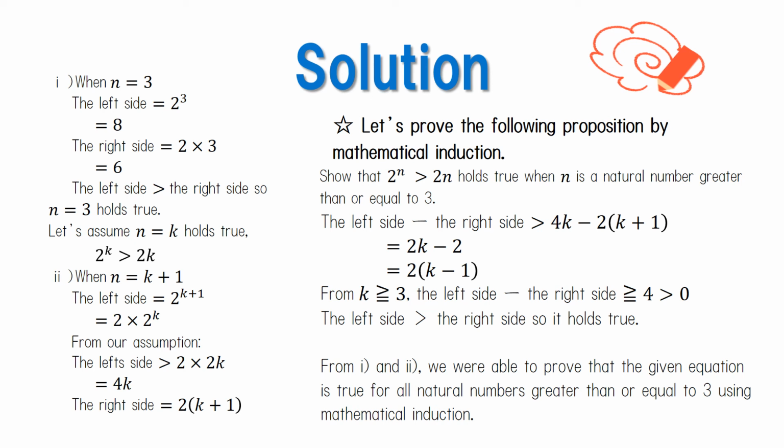From k being greater than or equal to 3, the left side minus the right side is greater than or equal to 4, greater than 0, we know that the left side is greater than the right side holds true. From this, we can prove through mathematical induction that the given equation holds true for any natural number greater than or equal to 3. Were you able to answer the question correctly?